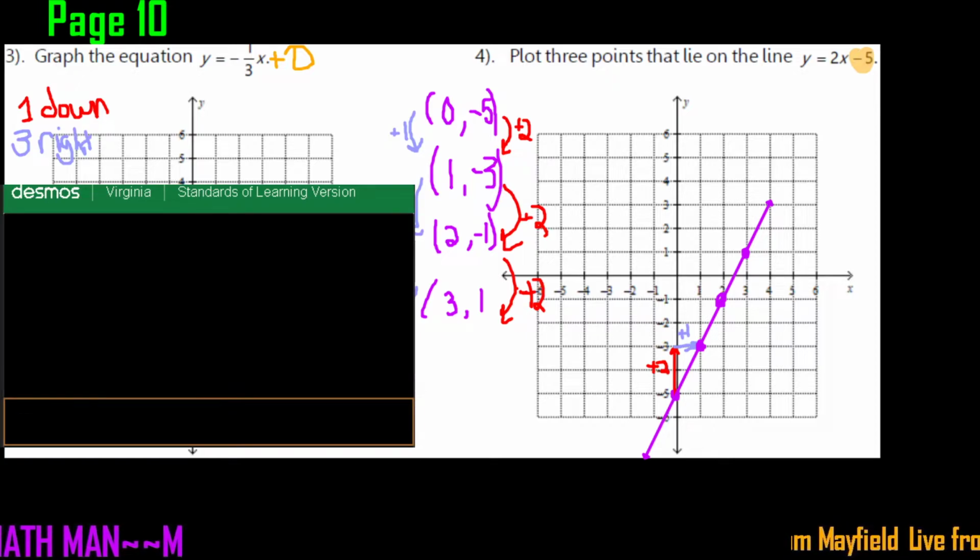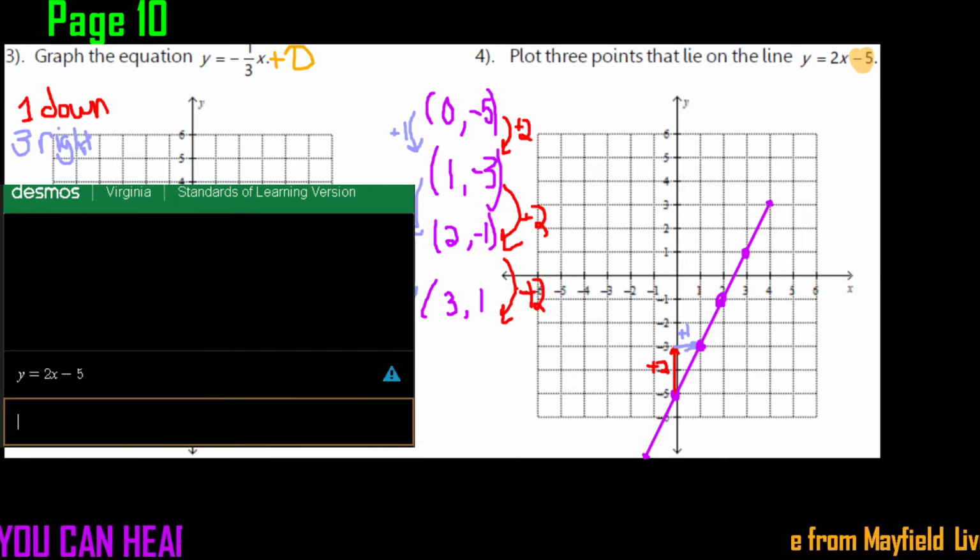Perfect. All right, so we said our equation is y equals 2x minus 5. Plug in where x equals 0, get our y value of -5. So this is one set of ordered pairs. Plug in 1, our y value is -3, and if you plug in 2, our y value is -1. So again, we know we are good with those.